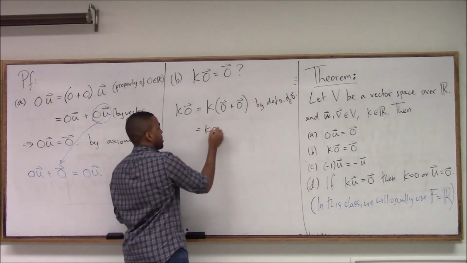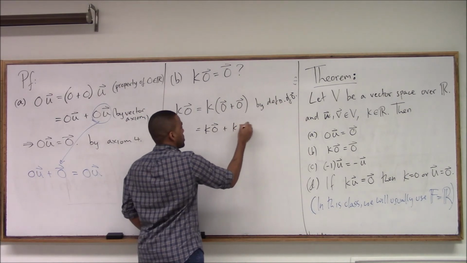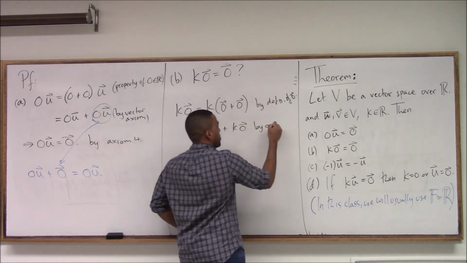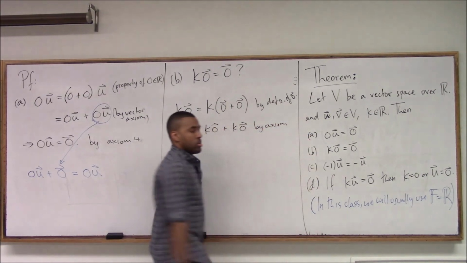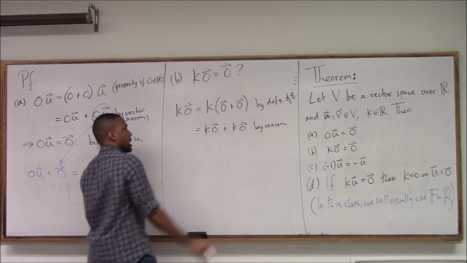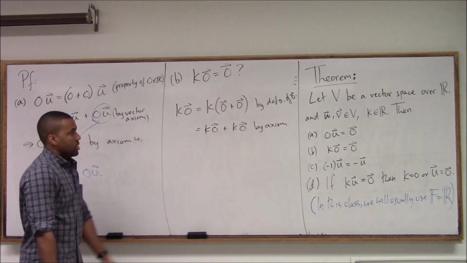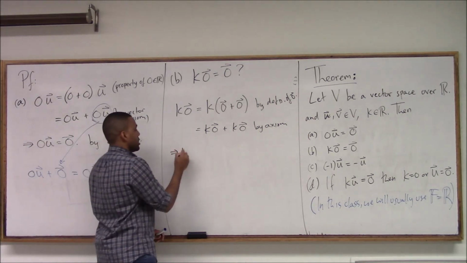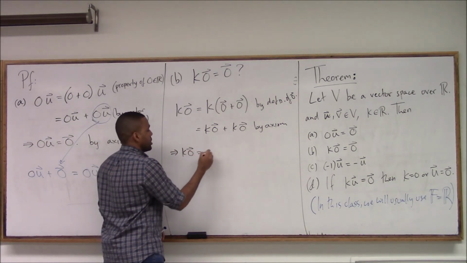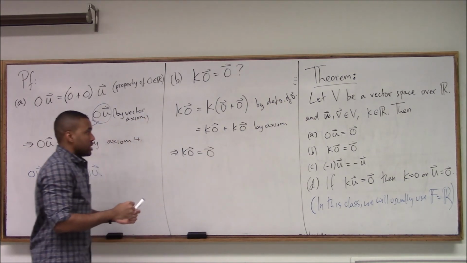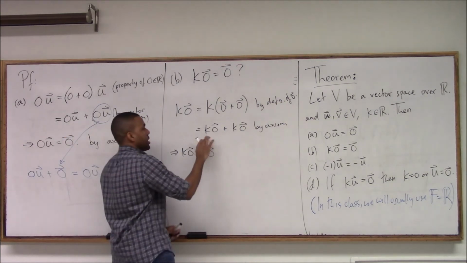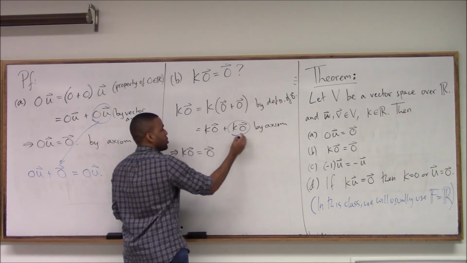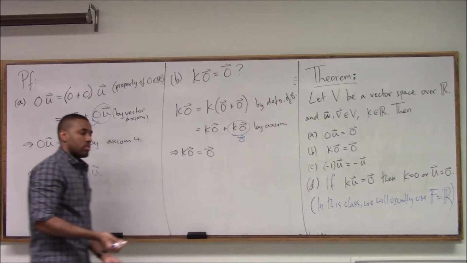Then I can, again, distribute this. Again, that's by axiom, I forget what number axiom that is. I think I defined 0 as axiom 4, and then the distributive law was one of the axioms. And so this means that k times 0 is actually 0, because this is a number. If I take something and I add 0 to it, it makes no difference. I get the original thing back.